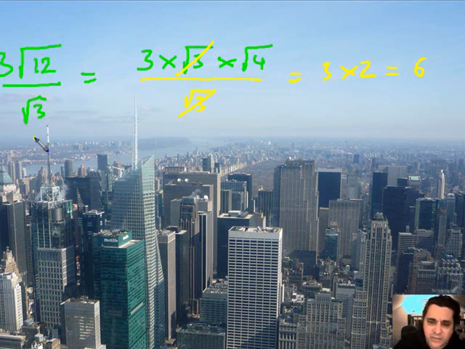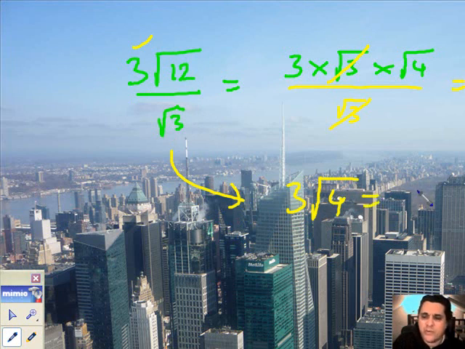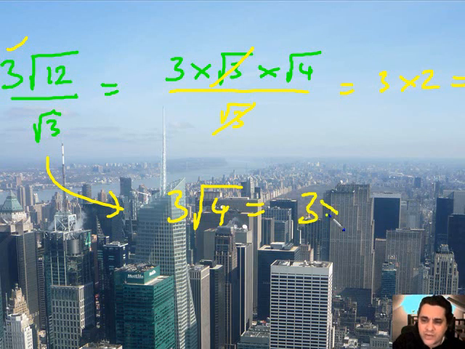Alright, here's another way I could have done it. I could have said 3, because of that one there, and root 12 over root 3 is like saying the square root of 4, because 12 divided by 3 is 4, so the square root of 12 divided by the square root of 3 is the square root of 4. Now, what is the square root of 4? 2. So I've got 3 times 2, remember, 3 root 4 means 3 times root 4 right there, and that will still give us 6, so they're both correct. I would definitely stop now because things are going to get a lot heavier.